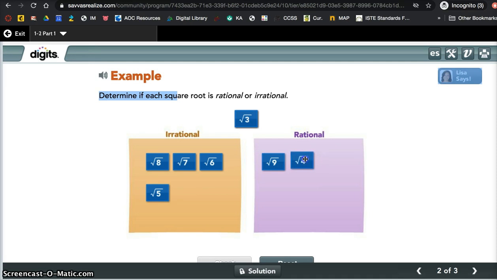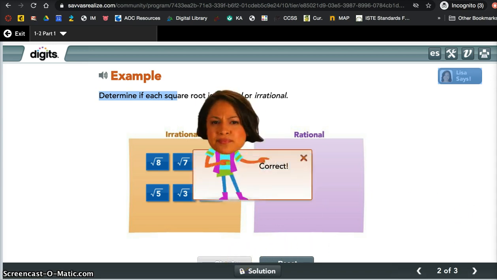And then the square root of 3 would be irrational as well. All right, so now, there it stays. Irrational. Square root of 2 is irrational, and now we can check it.